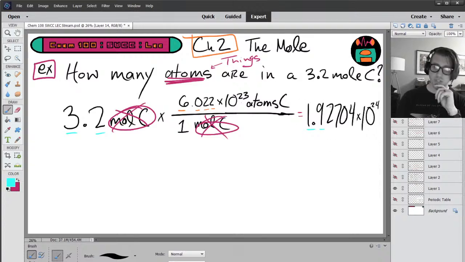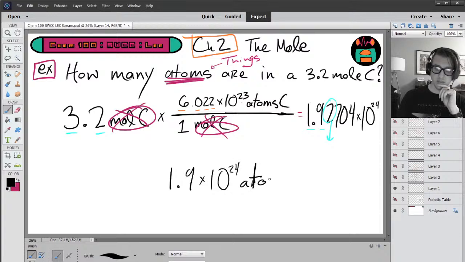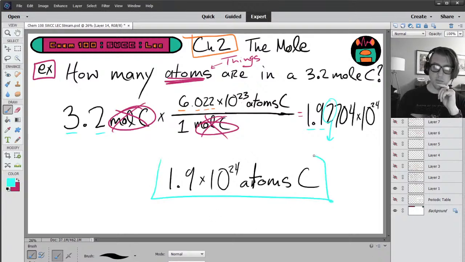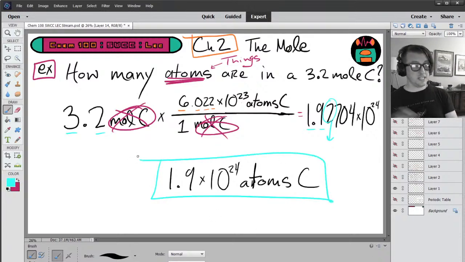So we count off our first 2 sig figs, 2 rounds down. So our final answer is going to be 1.9 times 10 to the 24th atoms of carbon. And that is the number of atoms contained inside a 3.2 mole sample. All right?